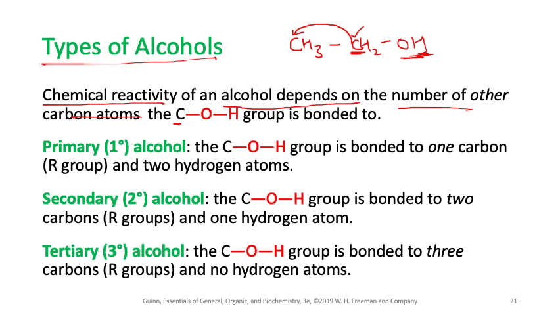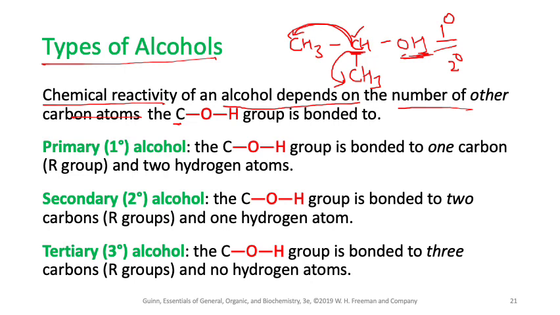This type of alcohol we call a primary alcohol, because the carbon that has an OH group is attached to only one carbon. But if you remove one of the hydrogens from here and replace it with one more carbon, CH3, now the same carbon is attached to how many more carbons? 1, 2. Now this becomes a secondary alcohol.